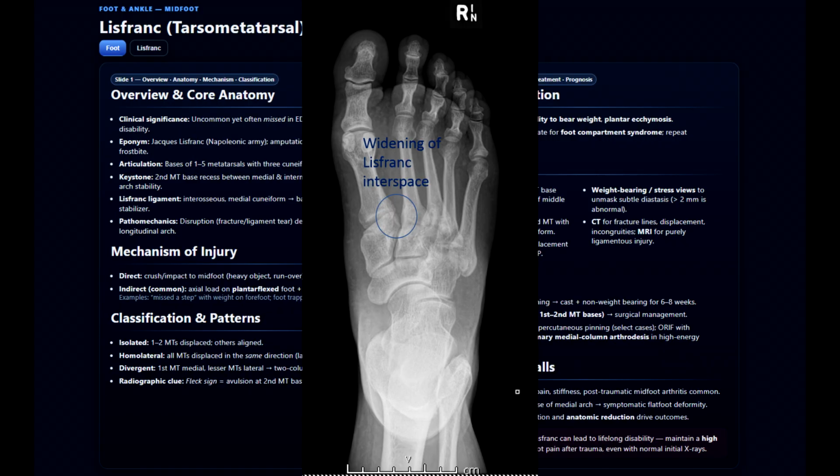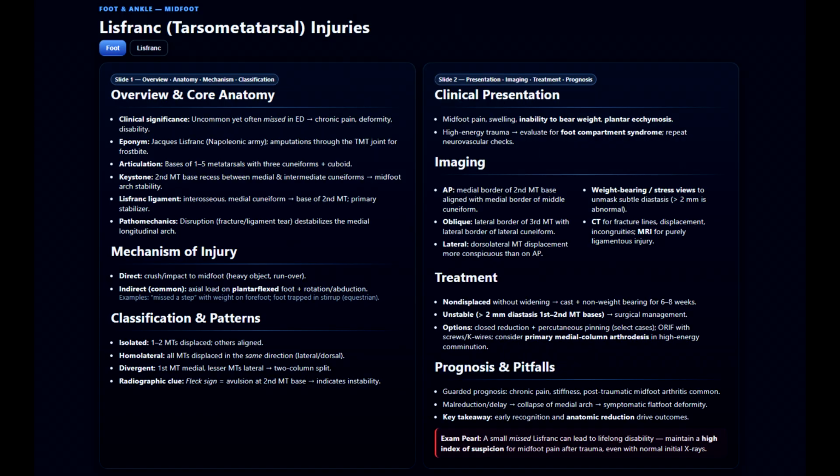Mechanism of injury. Lisfranc injuries occur through 2 main mechanisms. The first is direct trauma, such as a heavy object falling on the midfoot or a crush injury. The second, more common mechanism is indirect trauma, often involving an axial load applied to a plantarflexed foot, combined with rotational or abduction forces. An example is when someone misses a step, placing weight onto a plantarflexed foot, or when the foot is trapped in a stirrup in equestrian accidents. Even seemingly trivial events can produce significant Lisfranc injuries if the right force vector is applied.